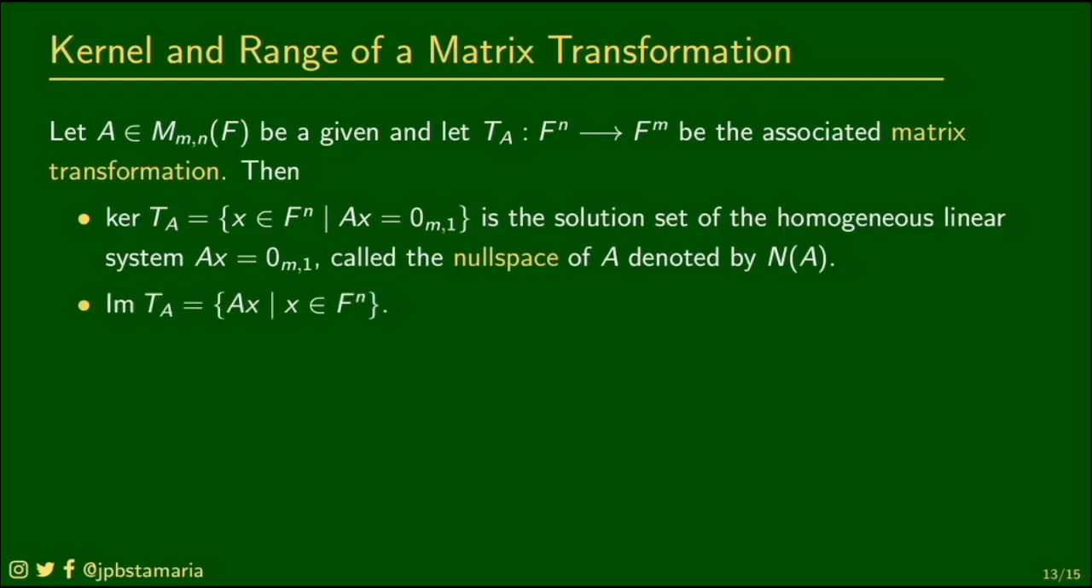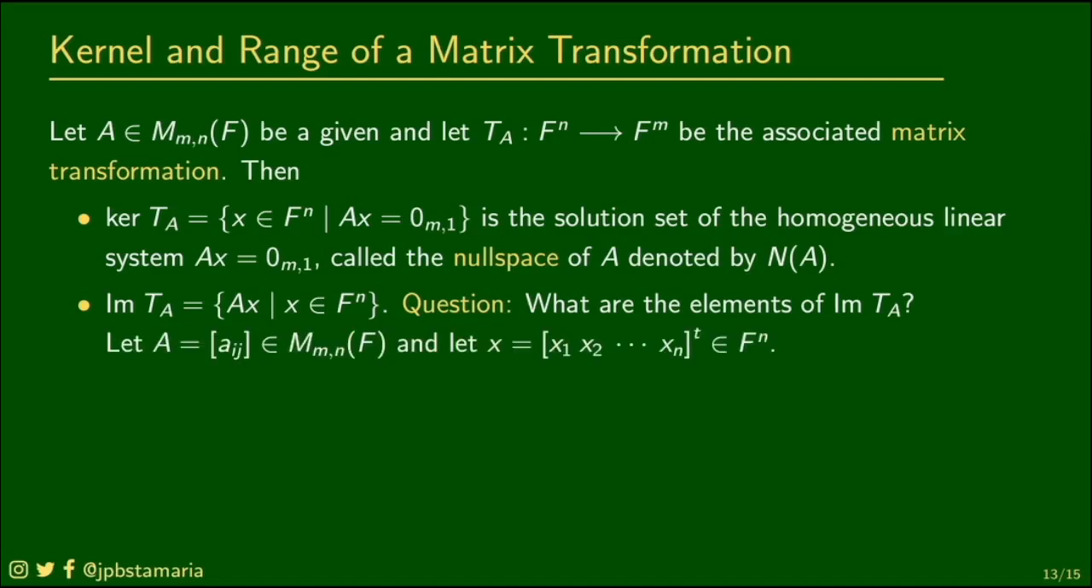How about the image? So the image consists of all the products A times X, where X is an n by 1 column vector. The question is, what are the elements of this image? Of course, we know that the elements are the products of the form AX, but it's not possible to get all the products AX for X in Fn, because this set is often infinite.